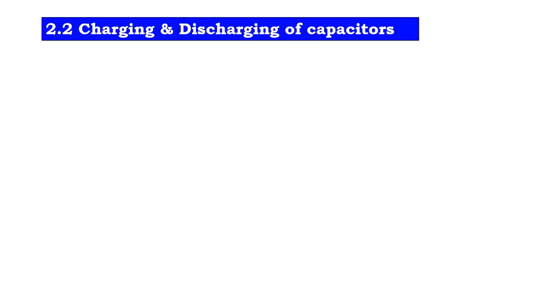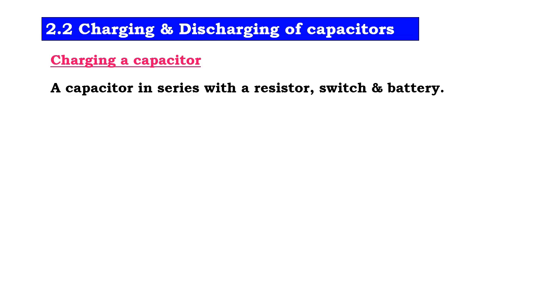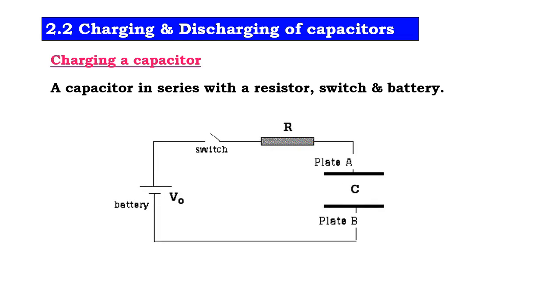This is the diagram for charging a capacitor. This is the basic circuit for charging of a capacitor. We have a battery, a switch, and a resistor with the capacitor here.